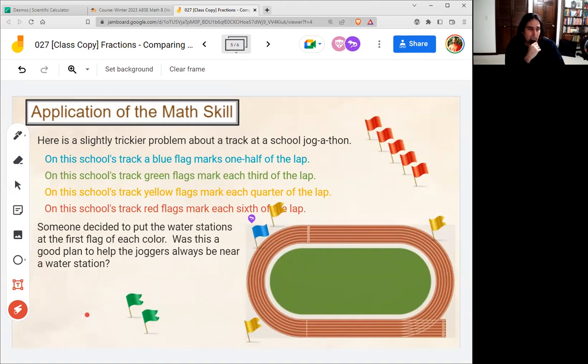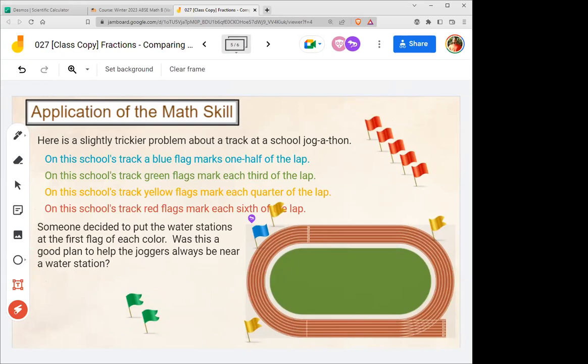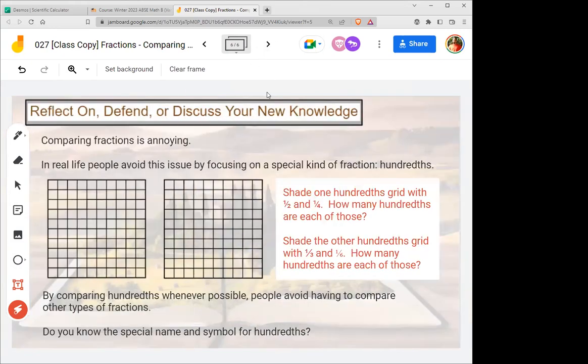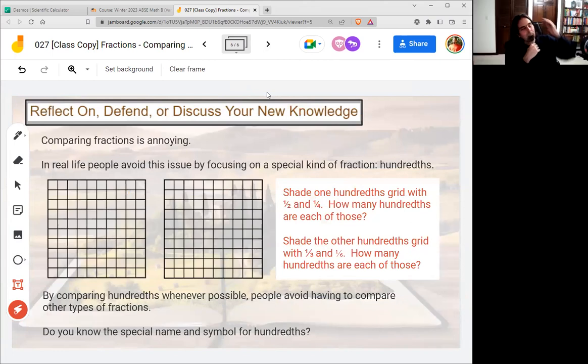So on your own, think about where the green ones should go for thirds and where the red ones should go for sixths, and see if this is a good plan or if someone messed up when they were making the jogathon plan. Does that sound like interesting things to think about for 2 days? Yes. Okay. This is not homework.